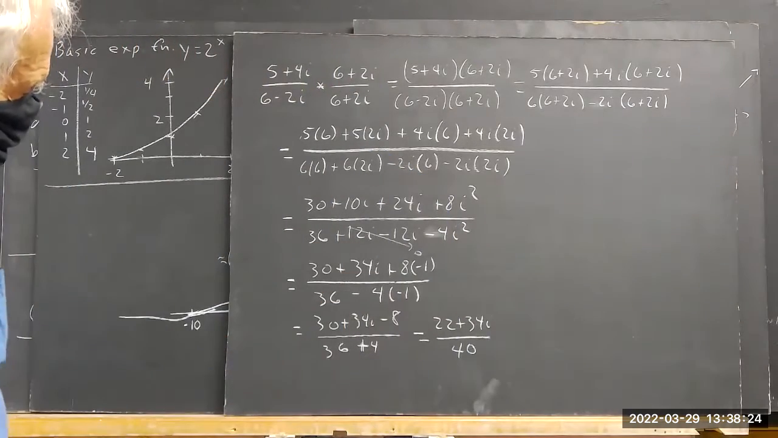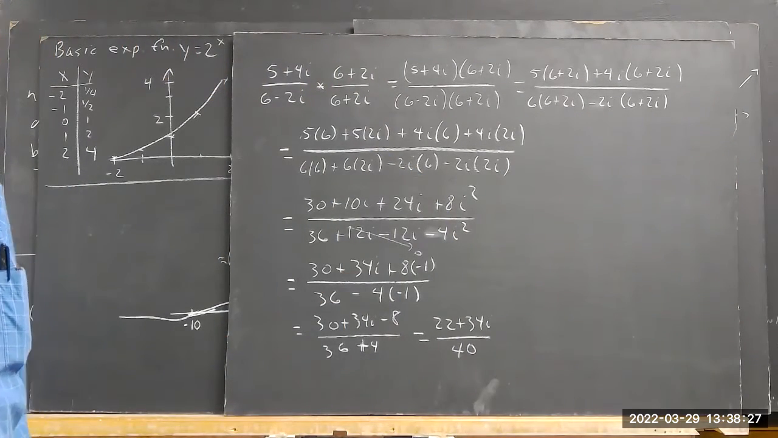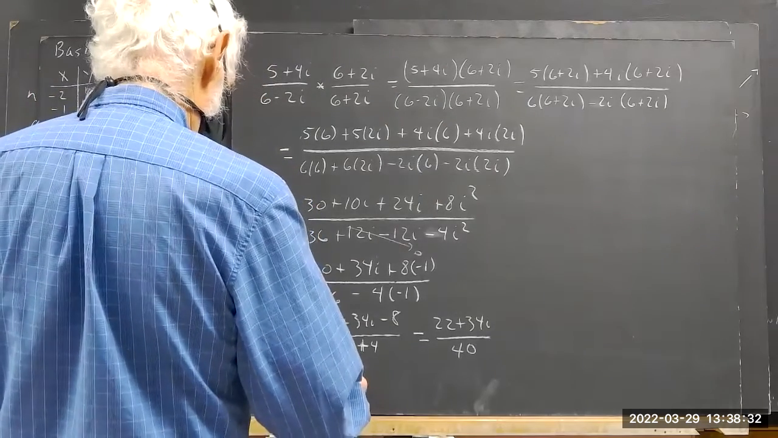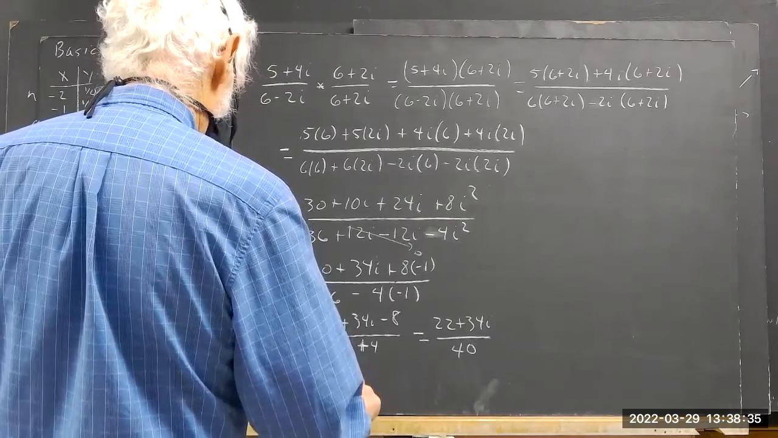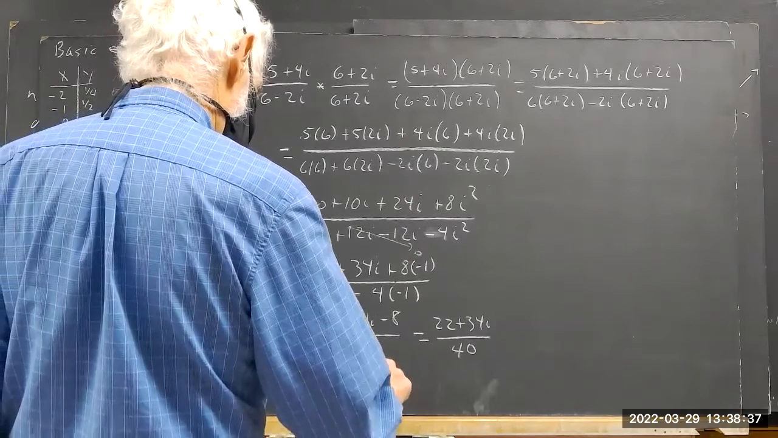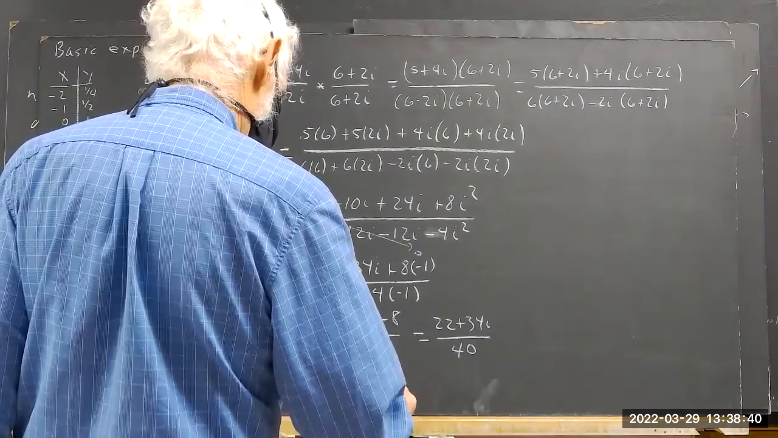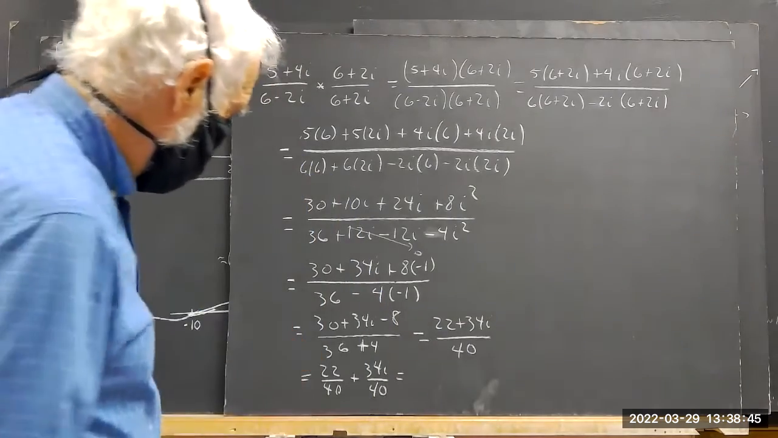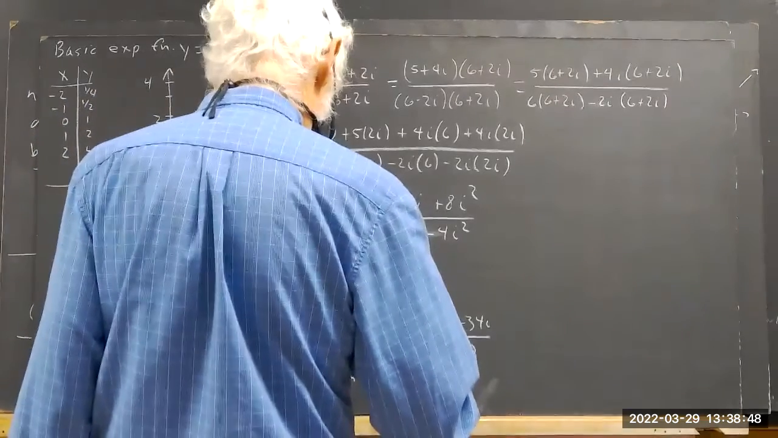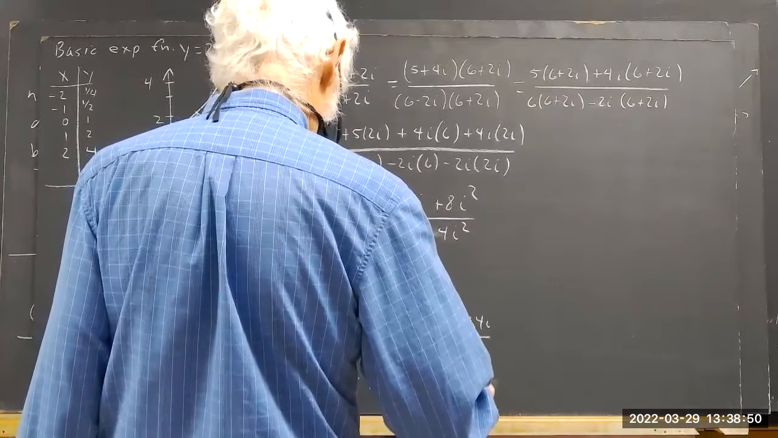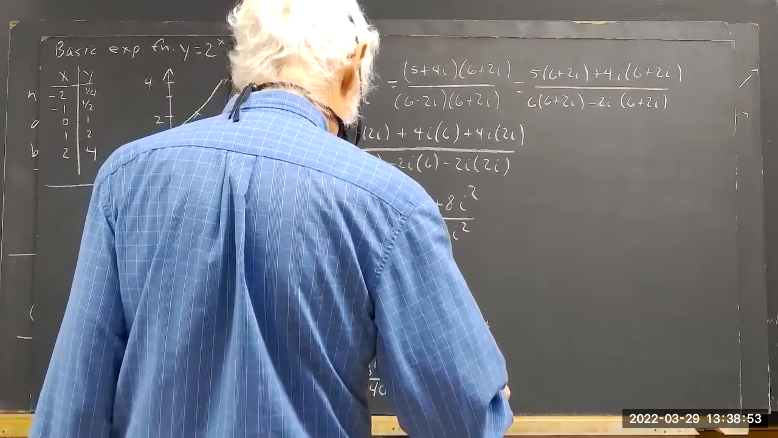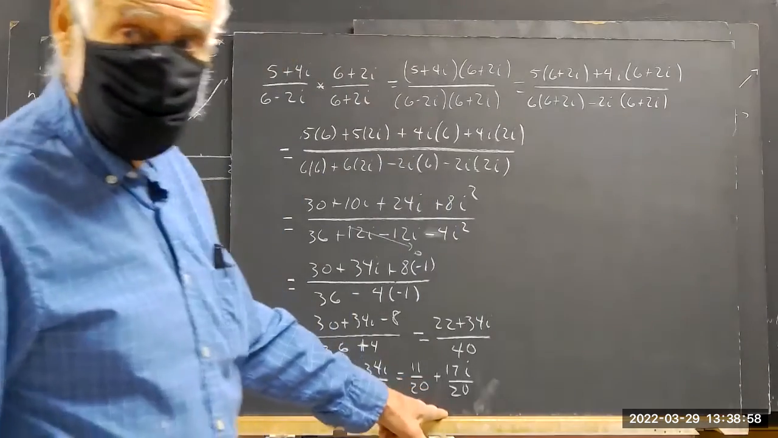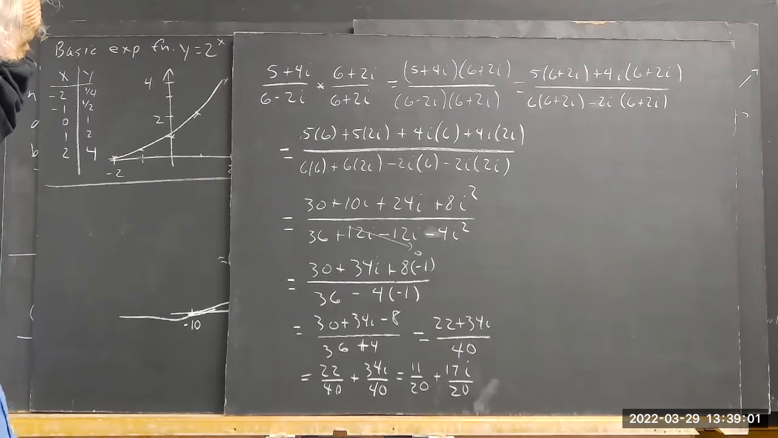We get 22 plus 34i over 40. Of course, now we can write that out as 22 over 40 plus 34i over 40. And we can reduce these fractions a little bit. We get 11 over 20 plus 17i over 20. Right, there's our complex number. There's our division. Okay.